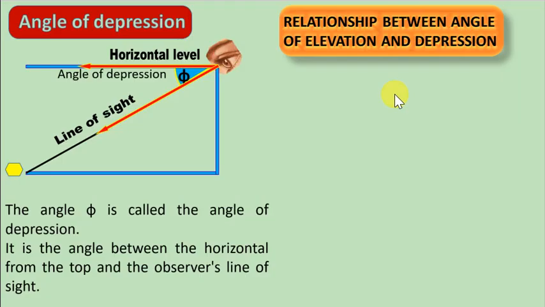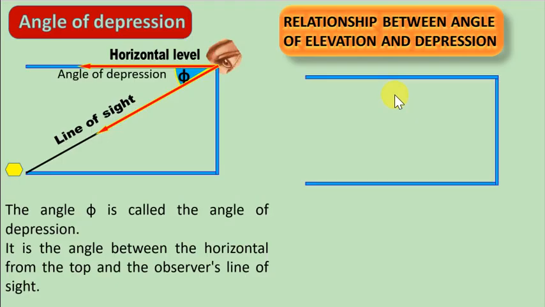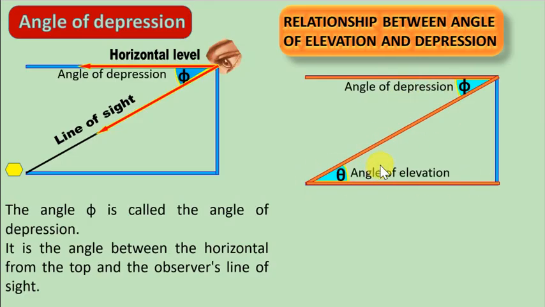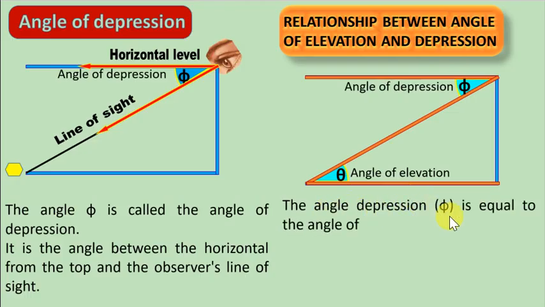What's the relationship between the angle of elevation and depression? Let's look at the diagram again. Now, as we already observed, this angle here is the angle of depression. This is horizontal, and this is another horizontal. They are parallel. The angle formed between two parallel lines is what we refer to as the Z angle, shown by this Z. We know that these two angles are alternate angles. It then means that the angle phi is equal to the angle theta. The angle of depression, phi, is equal to the angle of elevation, theta. The two angles are always equal.